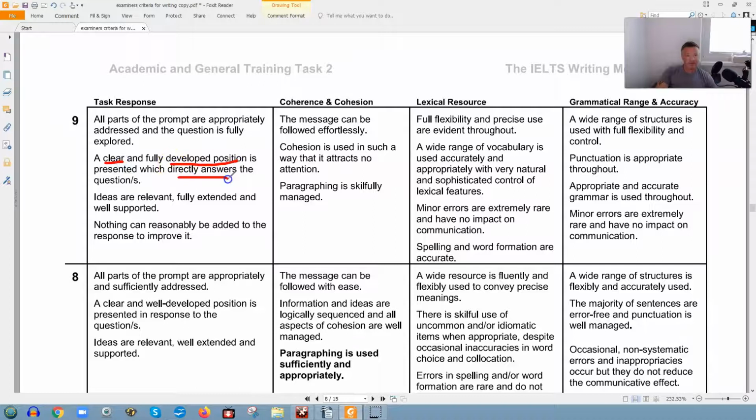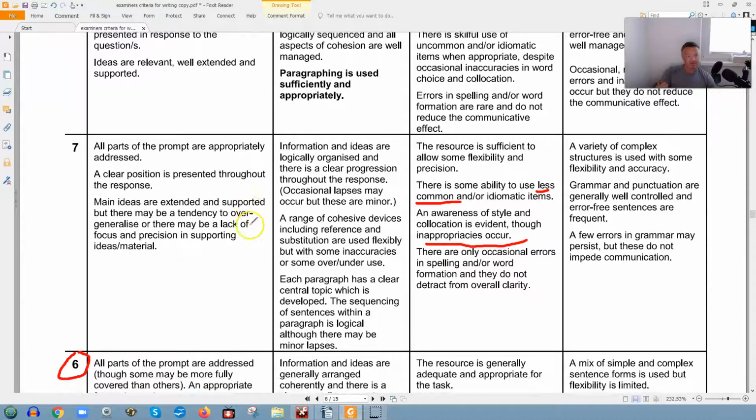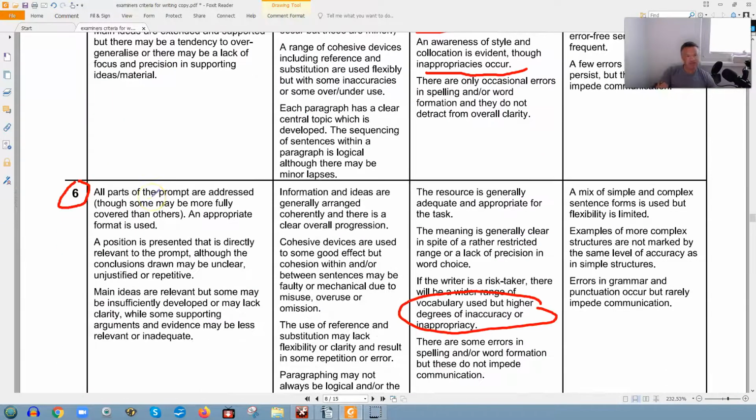Clearly developed, do I answer these questions? Well, no, that's not clear at all. It's directly relevant, more or less, but the conclusions are unclear, unjustified. And your arguments and evidence are not sufficient. You've got the ideas, but simple assertion, and some of those examples, they just do not work. They just don't. So I would give it 6 for that and 6 for that.